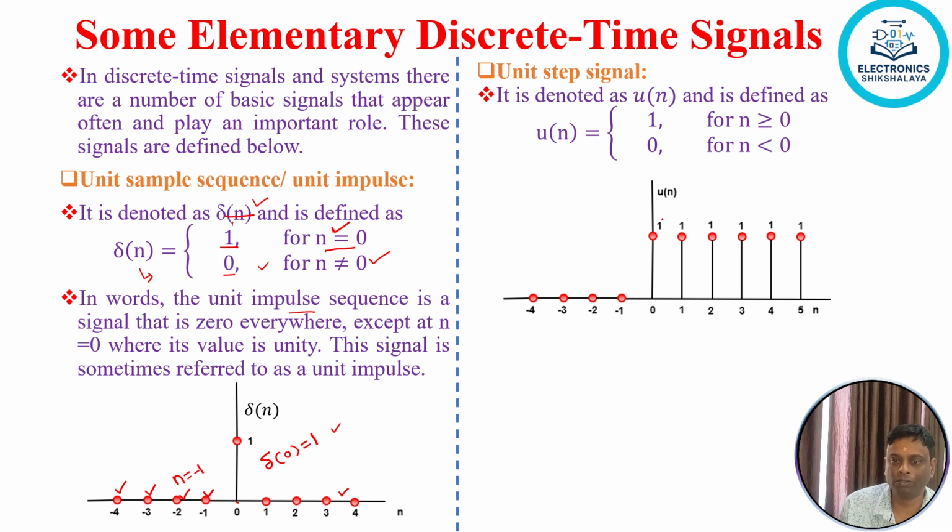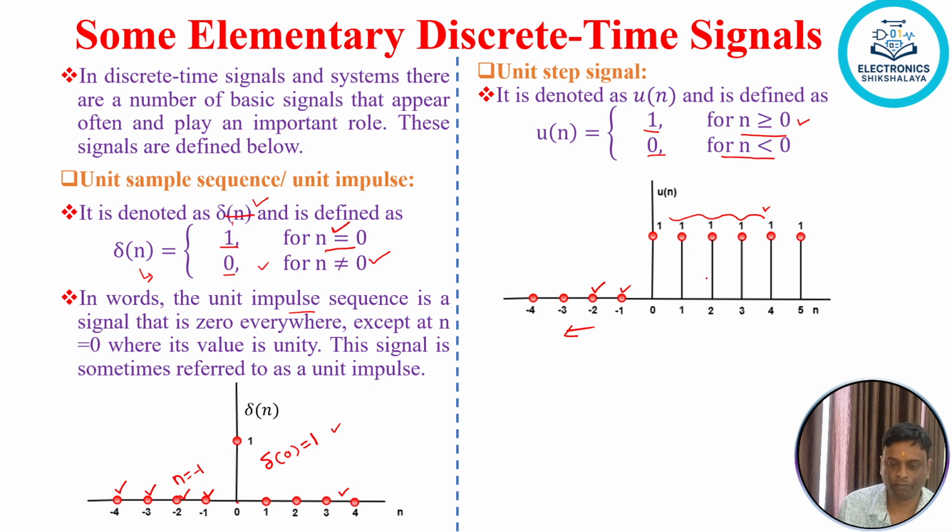So the u of n value is equal to 1 for n greater than or equal to 0, and the value is 0 for n less than 0. These are the values of n less than 0, where u of n equals 0, and u of n equals 1 for n greater than or equal to 0. So this is the graphical representation of u of n.